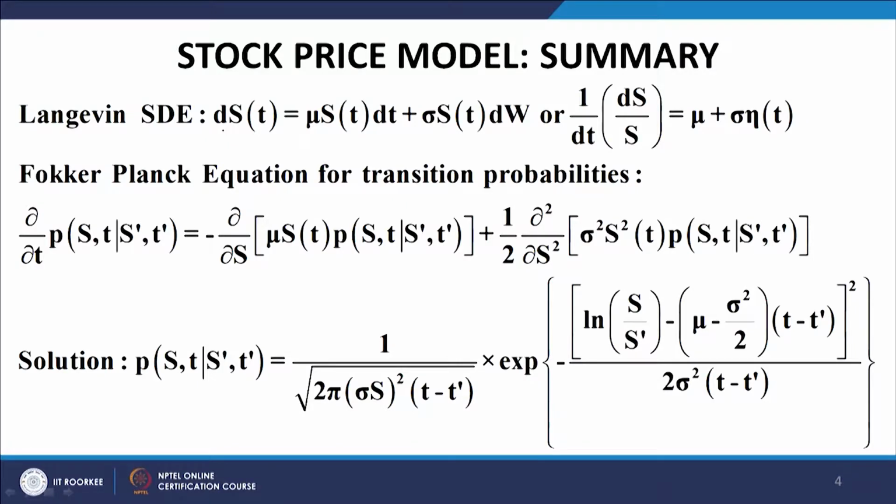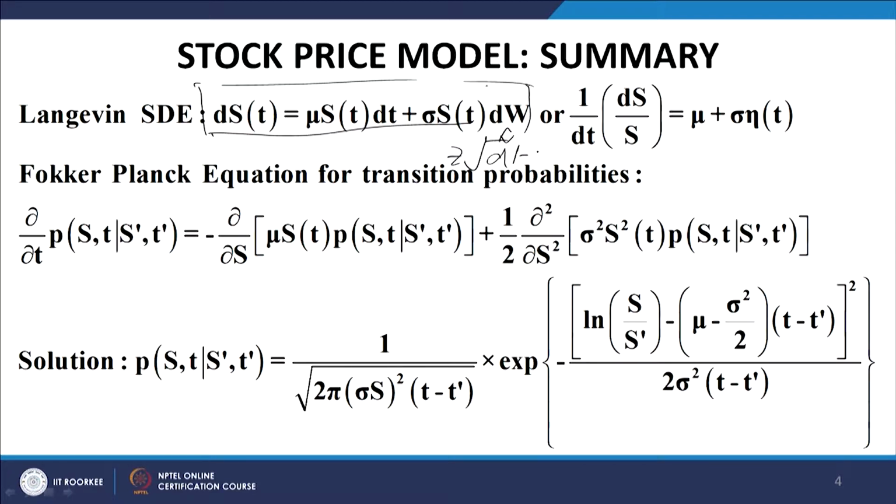As far as the stock price model is concerned, this is the model that we talked about at the infinitesimal level. At the infinitesimal level, we have dS is equal to mu S dt plus sigma S dW, where dW can also be written as Z under root dt, where Z is the standard normal variate.